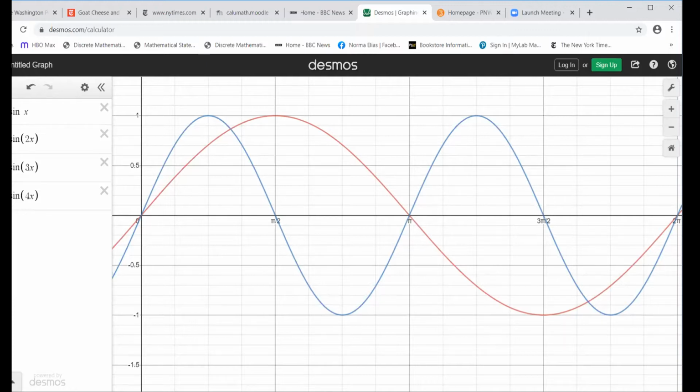What's being affected? Anybody? Don't chat because I don't see chat, just speak. I don't see chat for a second because I'm sharing. The period is being affected. Let's watch very carefully. Between 0 and 2 pi, the graph of sine 2x, how many times is it repeating itself?